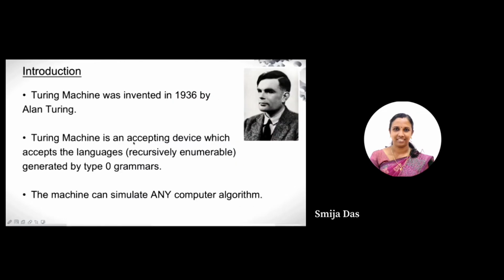As an introduction, Turing Machine was invented in the year 1936 by the famous mathematician Alan Turing. Turing Machine is an accepting device which accepts the languages known as recursively enumerable languages generated by type 0 grammars.